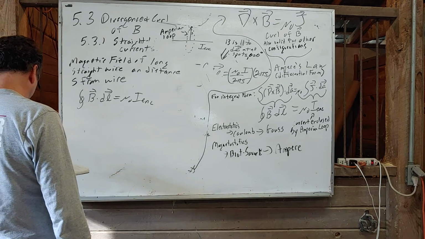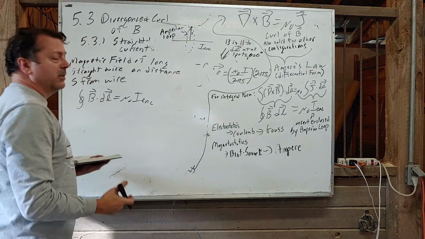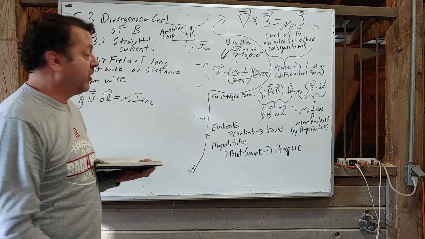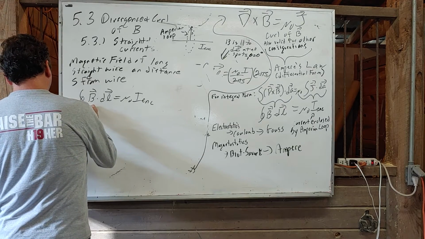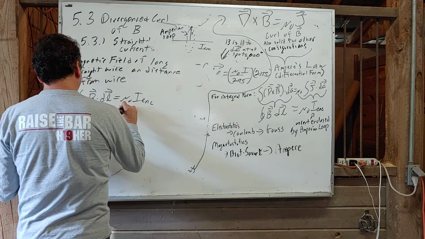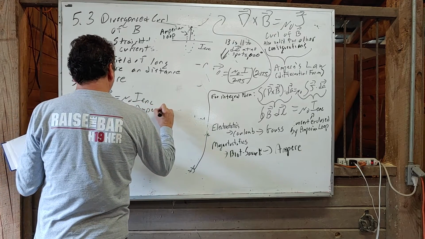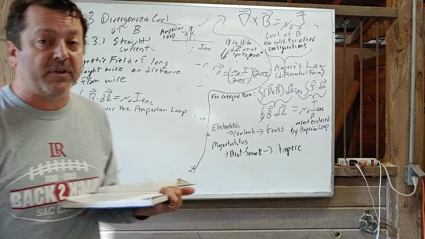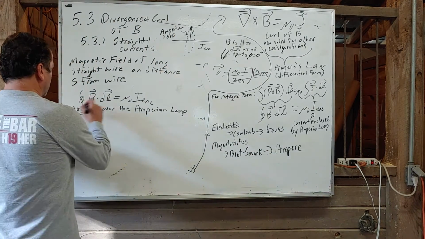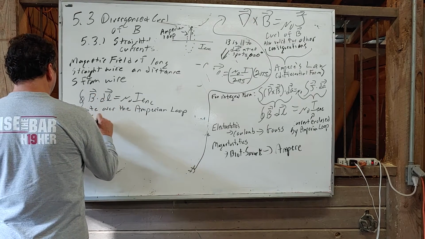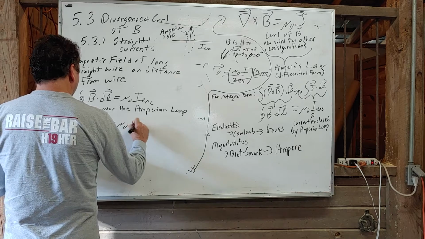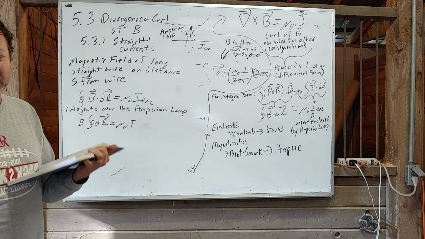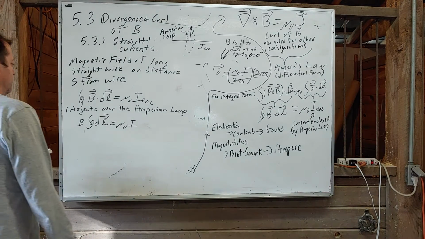So if we look at this, we know at this point B is constant, because it's the same distance away everywhere along the Amperian loop. We're going to integrate over the Amperian loop, just like we integrated over the Gaussian surface. We did Gauss's law. So the B is constant. I enclosed is just current, so I'm just going to use I for that one wire. Okay.